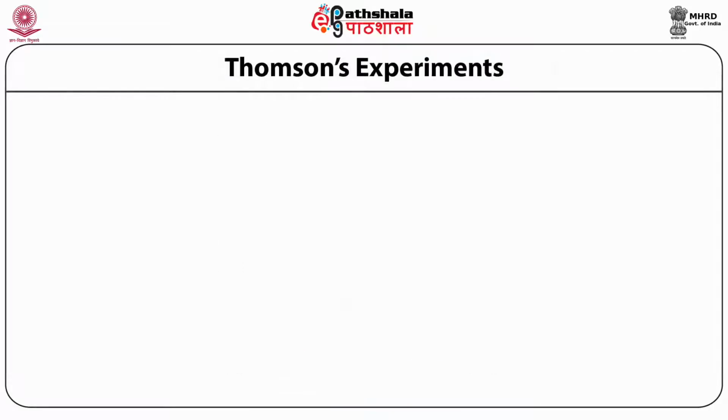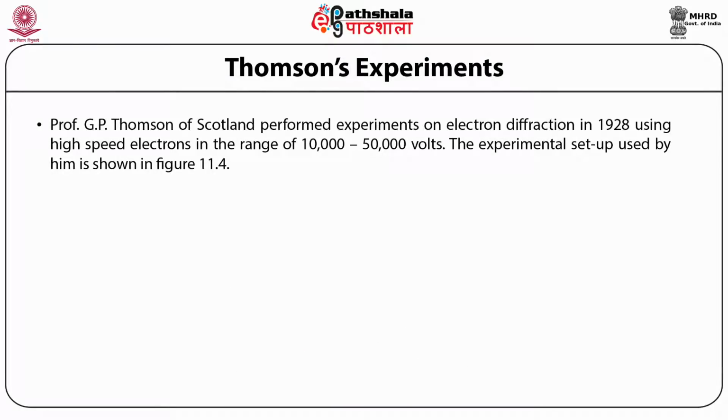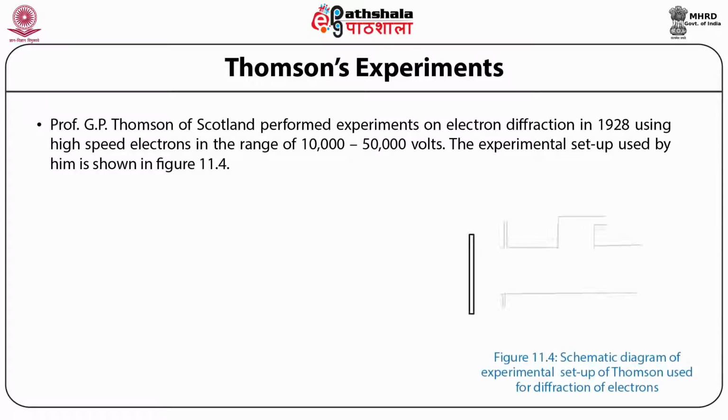Thomson's experiments. Professor G.P. Thomson of Scotland performed experiments on electron diffraction in 1928 using high-speed electrons in the range of 10,000 to 50,000 volts. The experimental setup used by him is shown in figure 11.4.